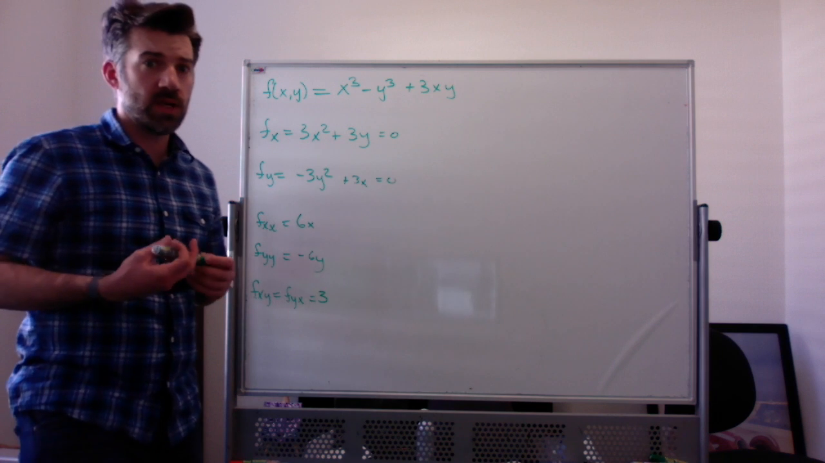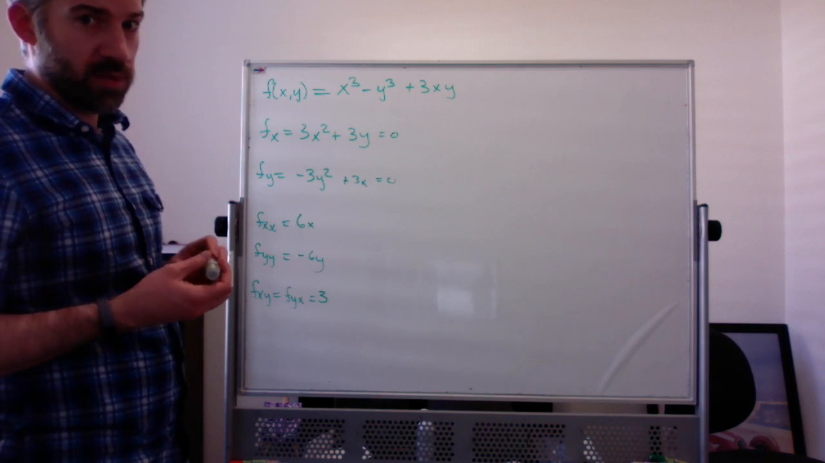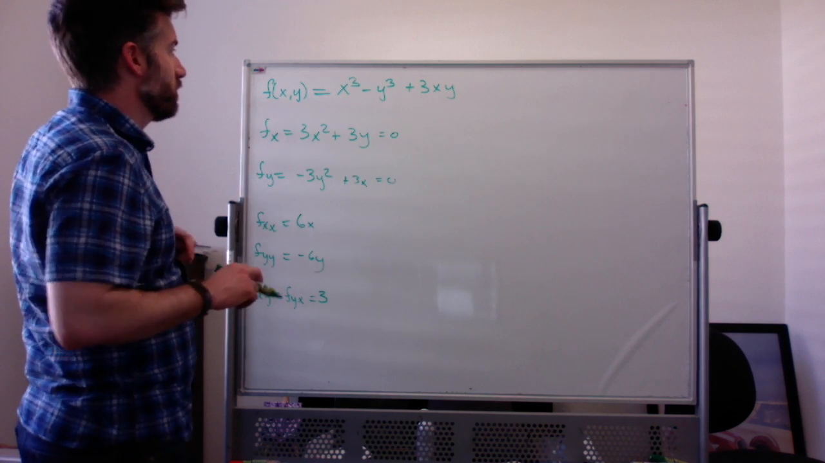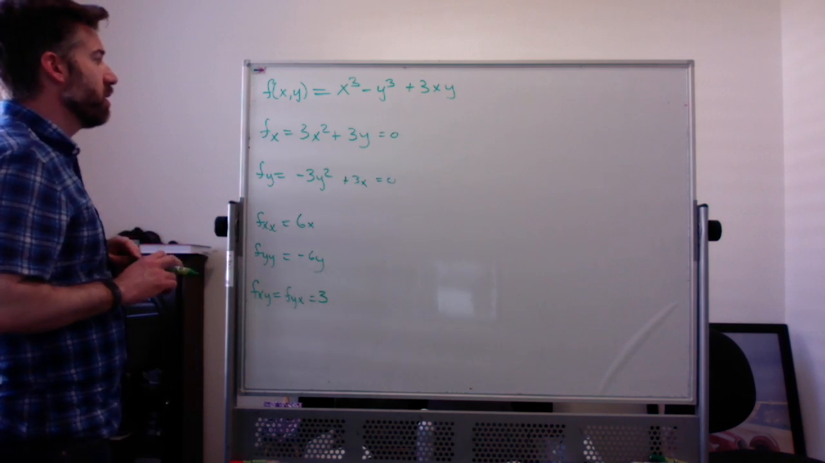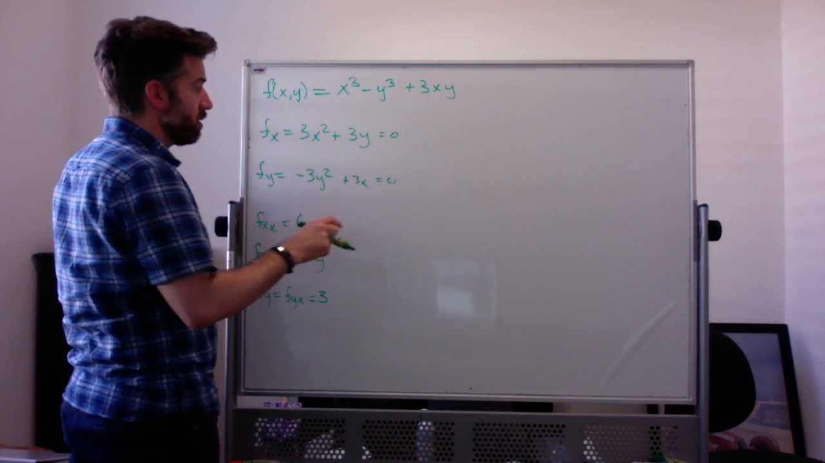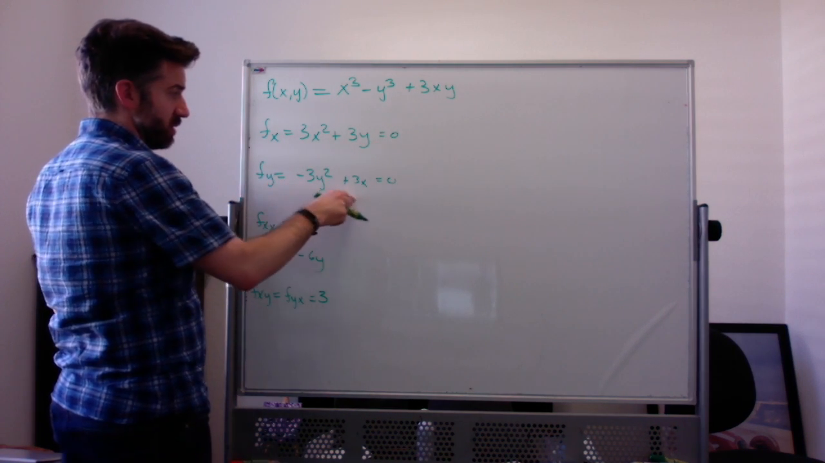Classifying critical points. This one I think has multiple critical points, but let's find out. So here's our function of two variables, x cubed minus y cubed plus 3xy. Here are our partials again. Fx is 3x squared plus 3y equal to 0. Fy is negative 3y squared plus 3x equal to 0.